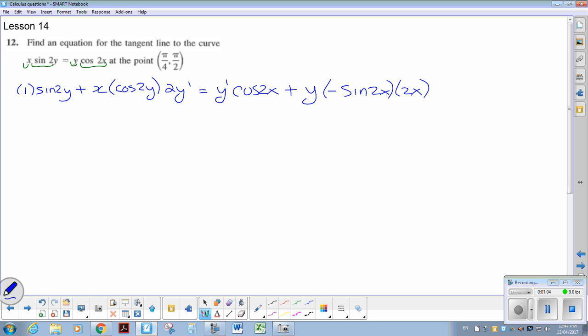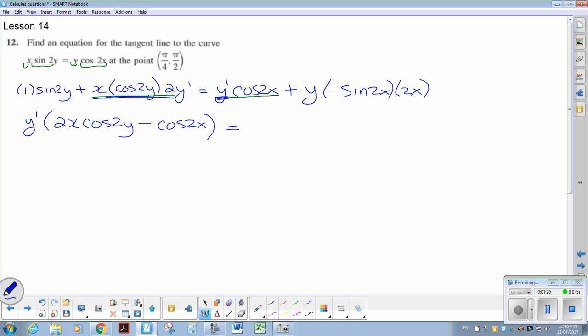All right, now we want our y primes on the same side. So I'm going to factor at the same time. So I'm going to leave this guy here. I'm going to move this one over, and I'm going to take the y prime out at the same time just to save myself a step. So I'm left with 2x cos 2y, so that's the left one, minus, if I take out the y prime, I'm left with cos 2x.